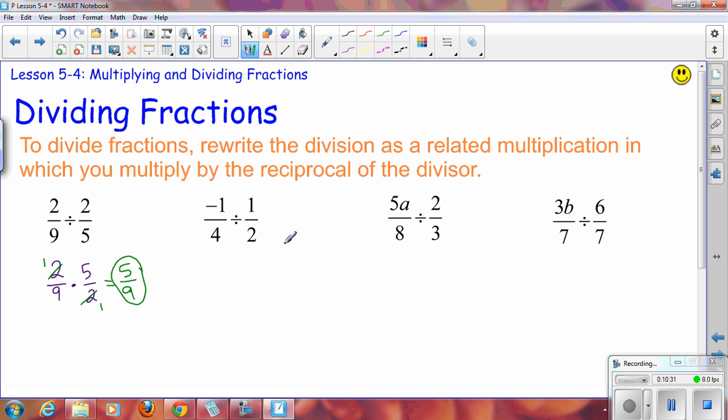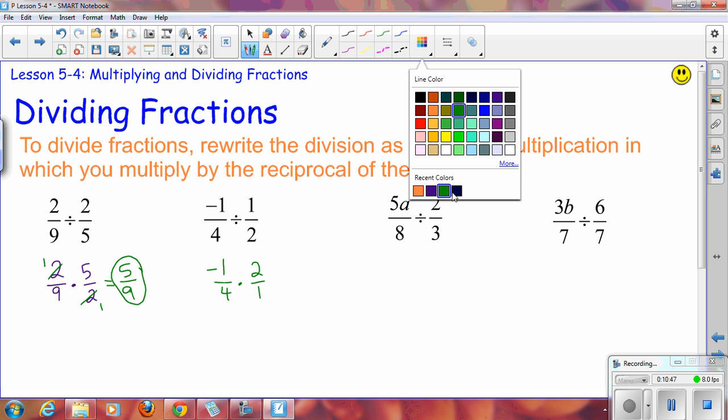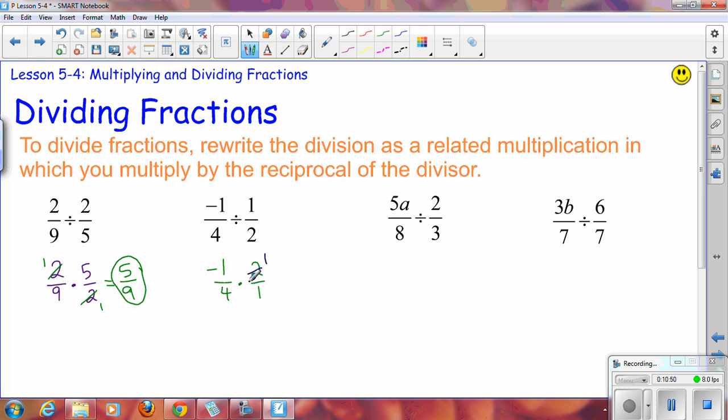Okay? Let's look at the second one. -1/4 divided by 1/2. You rewrite the first number, -1/4. You put a multiplication sign. You flip the second one. So that becomes 2/1. And then, because we can, we're going to simplify. The 2 and the 4 are both divisible by 2. -1 times 1 is -1. 2 times 1 is 2. So my answer is -1/2. Now I'd like you to work this problem and this problem on your own. So press pause and work those out.